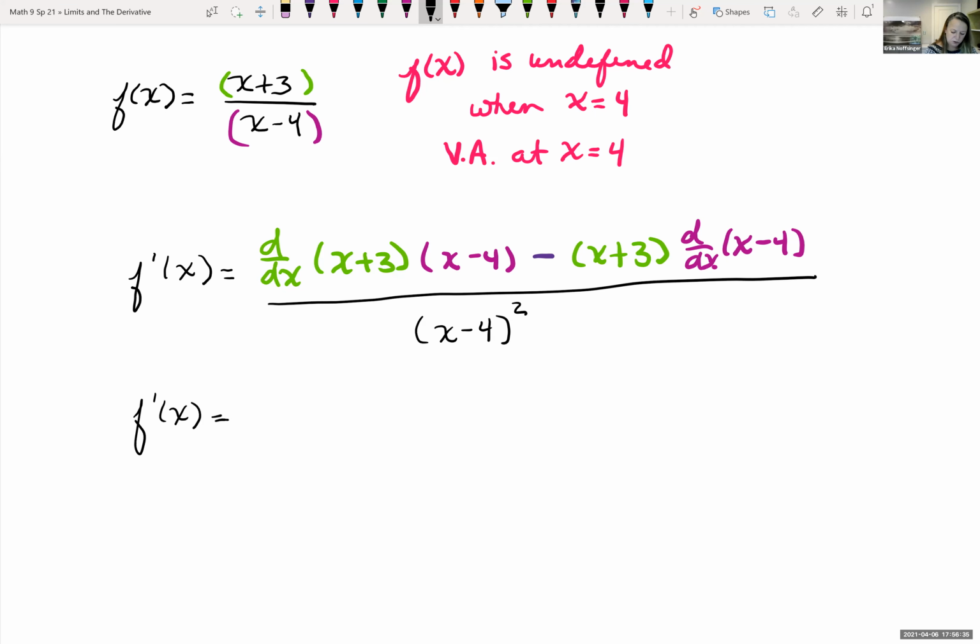So applying the quotient rule, the derivative of x plus 3: well, the derivative of x is 1, the derivative of a constant is 0, all times the denominator, x minus 4, minus our numerator, x plus 3, all times the derivative of our denominator. Well, the derivative of x again is 1, the derivative of a constant is 0, all over the denominator squared, so all over x minus 4 quantity squared.